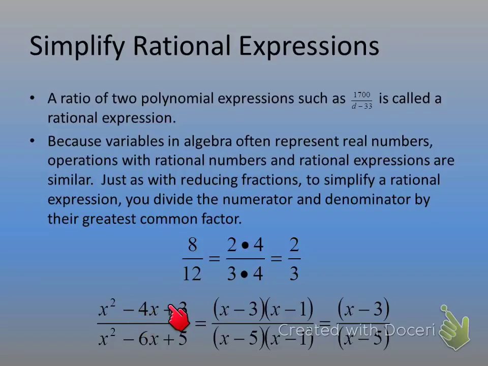That's essentially what we're doing with our rational expressions. We're going to take these polynomials and express them as their factors. For example, x squared minus 4x plus 3 factors into (x minus 3)(x minus 1). X squared minus 6x plus 5 factors into (x minus 5)(x minus 1). So these two polynomials have a GCF of x minus 1. Those cancel, and you're left with x minus 3 over x minus 5. So that's basically what we're going to do in this section.